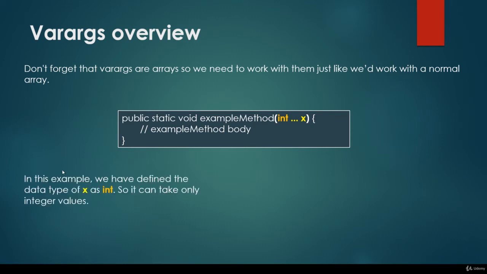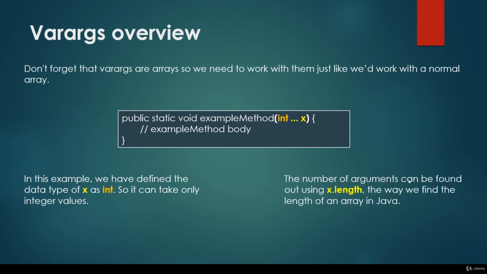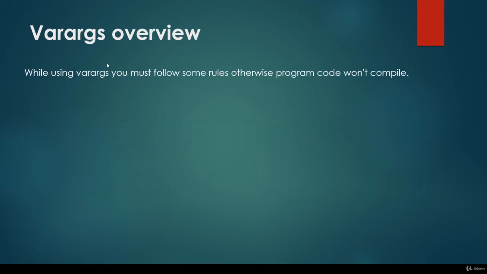In this example, we have defined the data type of X as an integer, so this array is going to store integers. We are not able to define strings as parameters or floating point numbers. We have to use the data type we have defined here. The number of arguments can be found out using x.length, so basically we can handle X as a one-dimensional array. While using Varargs, you must follow some rules, otherwise the program code won't compile.